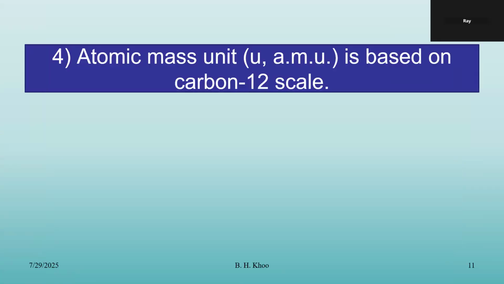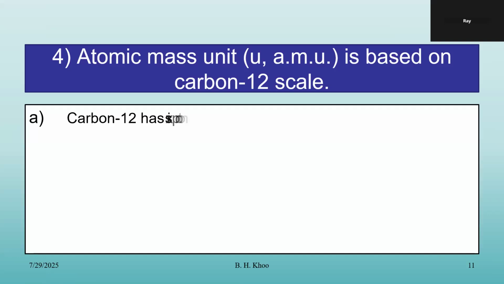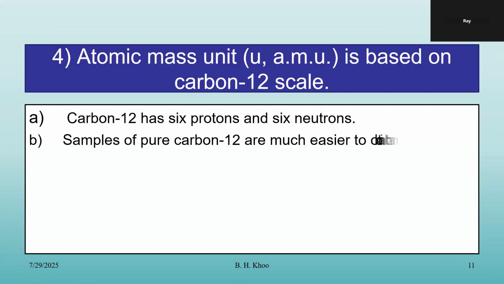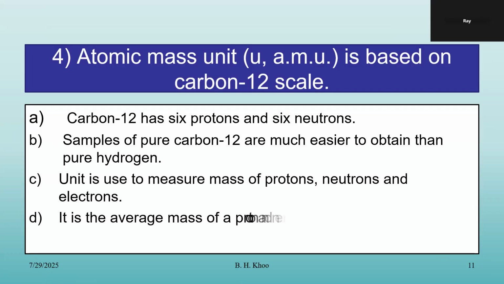Atomic mass unit is based on the carbon-12 scale. Carbon-12 has 6 protons and 6 neutrons. A sample of pure carbon-12 is much easier to obtain than pure hydrogen. The unit is used to measure the mass of protons, neutrons, and electrons. It is the average mass of a proton and neutron in the nucleus of carbon-12. That's the atomic mass unit, either u or atomic mass unit.